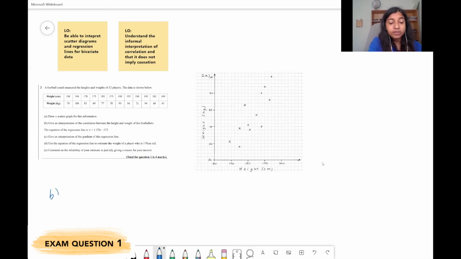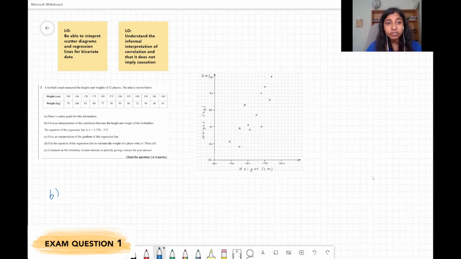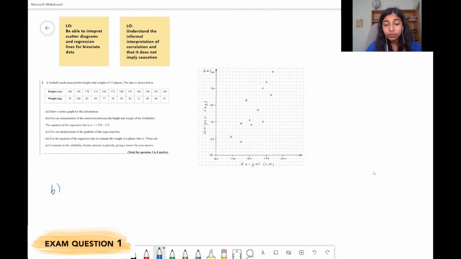Part B, you want to give an interpretation of the correlation between the height and weight of footballers. So you can see that there is a positive correlation. It does seem that as height increases, weight also increases. So we can say positive, as height increases, weight also increases.